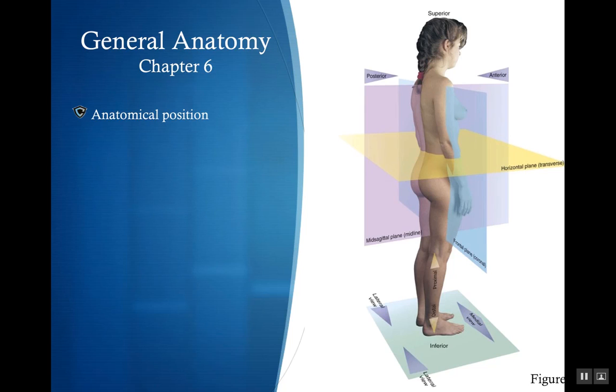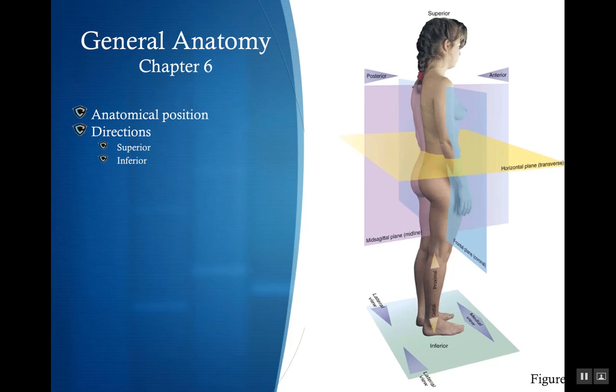So when we discuss the body further, we use directions. We think of them as pairs of opposites, just like on a map, where we use north and south, east and west, up or down, right or left, front or back. So we're going to discuss those directions. The first pair we're going to discuss is superior and inferior.